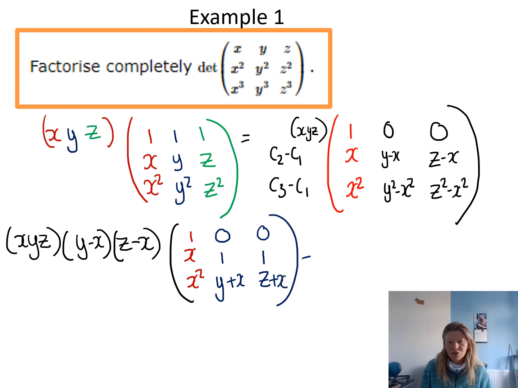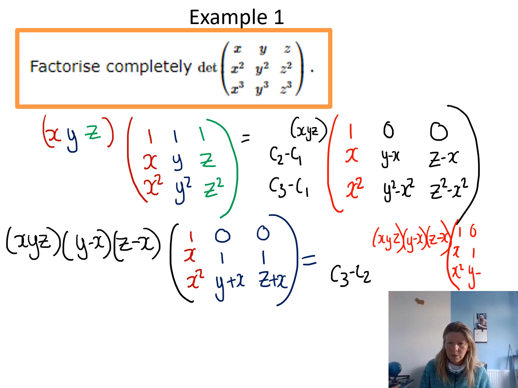Now if we want a triangular matrix in it, that needs to be a 0 to make it an upper triangle, well, one of them anyway. So we need to do column 3 take column 2 would make that a 0, wouldn't it? Magic. So our answer will be, I'm going to squash it in. 1, x, x squared, 0, 1, y plus x.